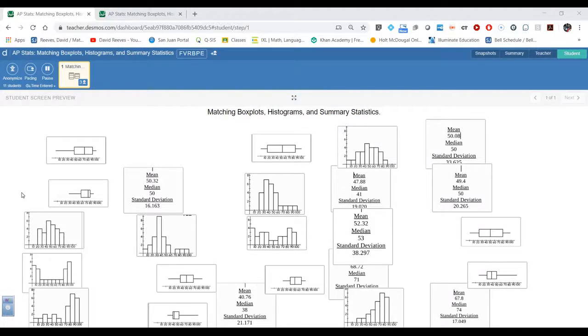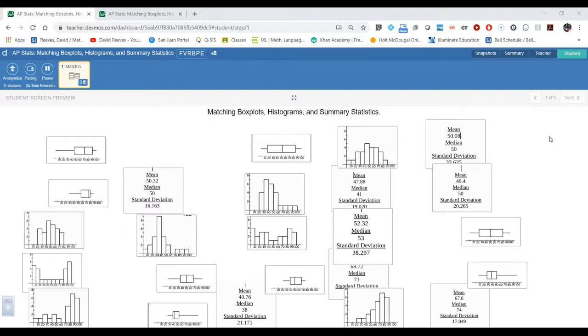Well, hello again. I am Mr. Reeves, back with you. As promised, we are going to work our way through the Desmos activity, matching box plots, histograms, and summary statistics. I did want to let you know one hint.